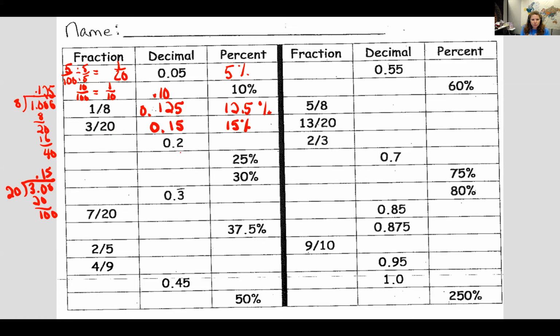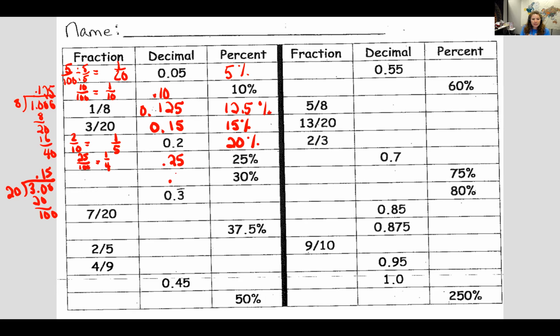All right, 2.2, we move our decimal 2 places to the right, we get 20%. And then we're going to do 2/10ths, which is equal to 1/5. 25%, move our decimal up 2 places, we get 0.25. We can start off with 25 over 100, and that simplifies to 1/4.